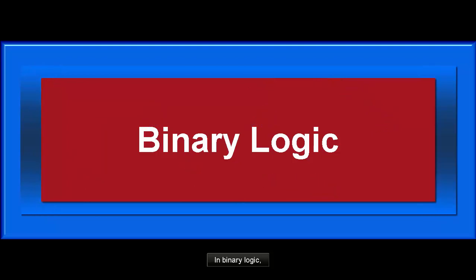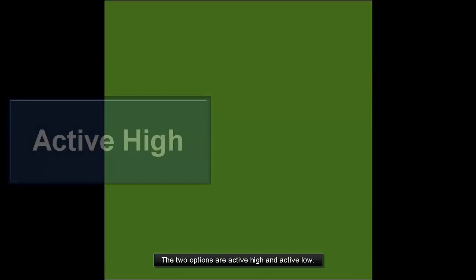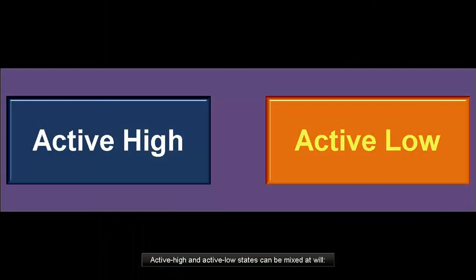In binary logic, the two levels are logical high and logical low, which generally correspond to a binary 1 and 0 respectively. Signals with one of these two levels can be used in Boolean logic for digital circuit design or analysis. The use of either the high or the lower voltage level to represent either logic state is arbitrary. The two options are active high and active low. Active high and active low states can be mixed at will.